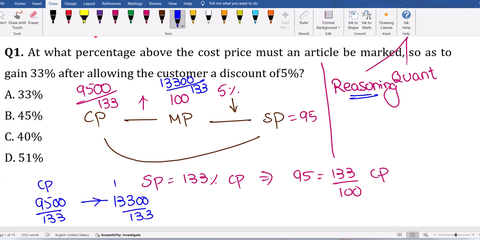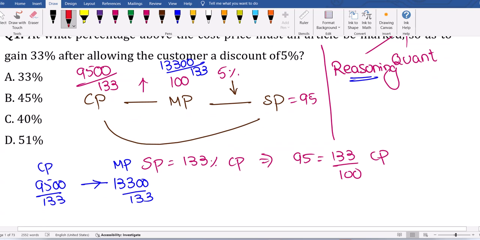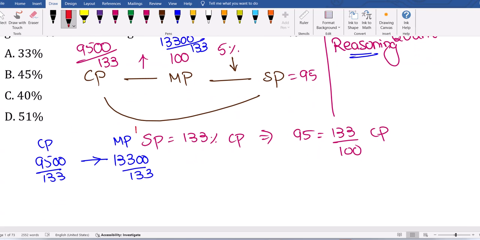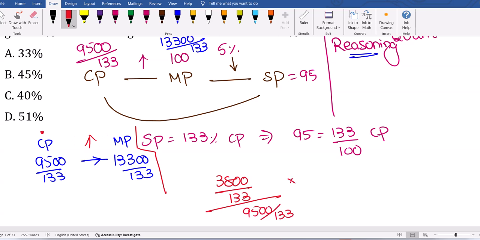So what is the percentage increase? How much increase here? 3,800, is it? Okay, this is 3,800 divided by 133 increase. Increase or decrease is with respect to the initial value. From here it is increased, divided by the initial value 9,500 divided by 133, into 100. So this will get cancelled, these 2 zeros. 19 2 times, 19 5 times. 40% is your answer. So you are increasing 40%.